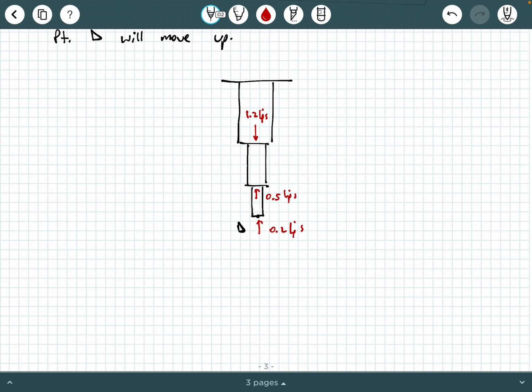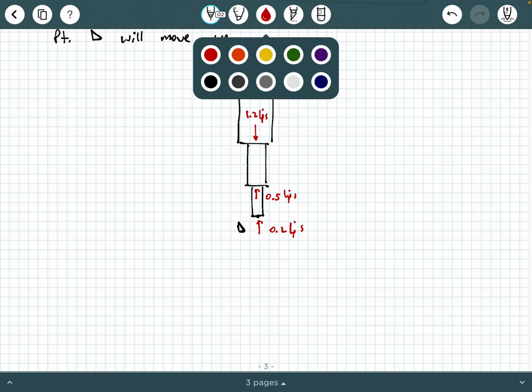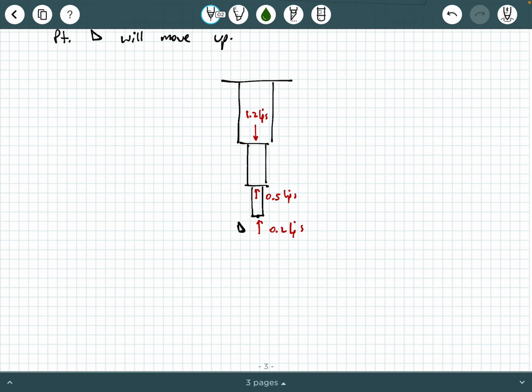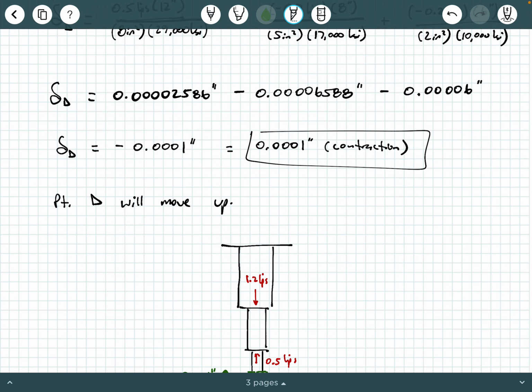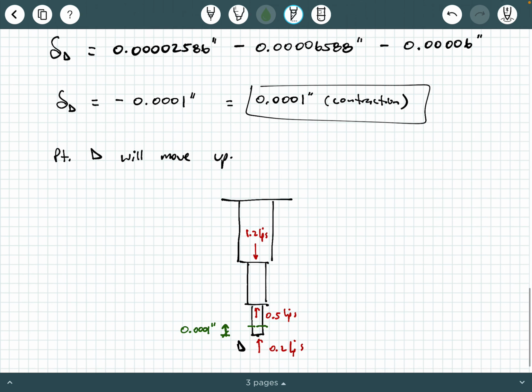Then what's happening is this point D right here is actually moving upwards, okay? So the deformed shape of this would show point D actually moving upwards here, by an amount 0.0001 inches due to this applied loading, okay? So that's just a little graphical representation of what's happening. Point D is contracting because the compressive effects are overwhelming the tensile effects in this system. So that is the conclusion of this example.